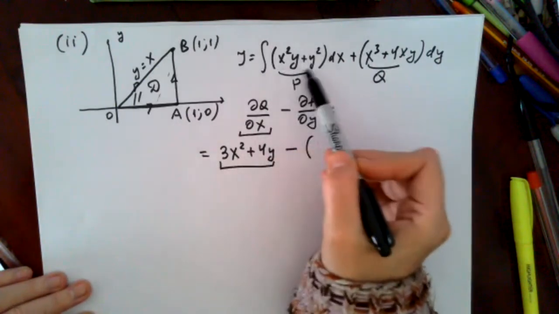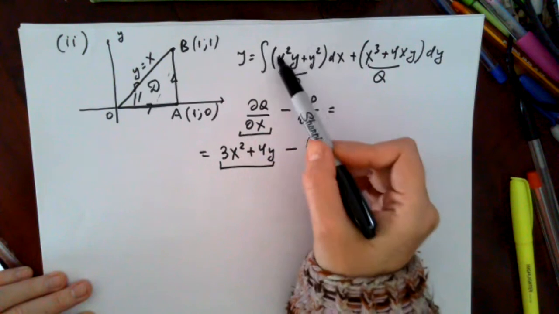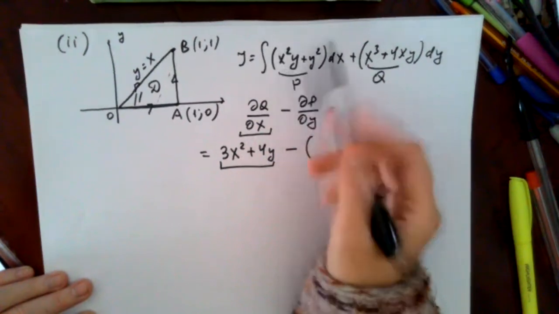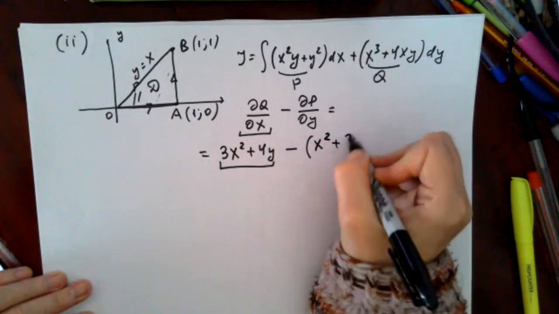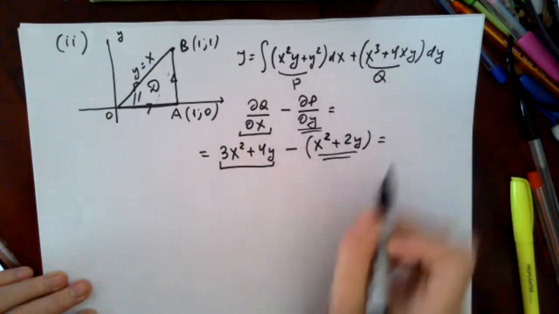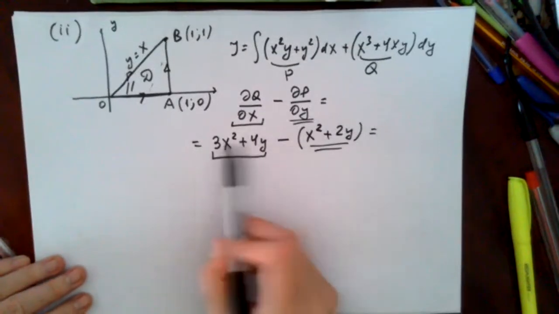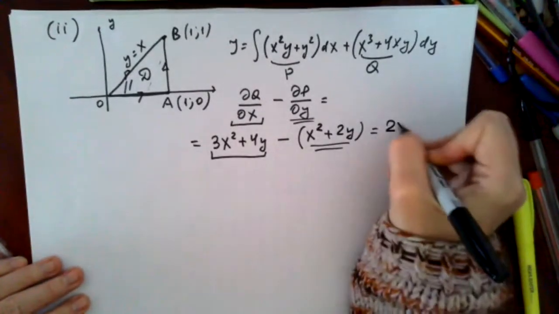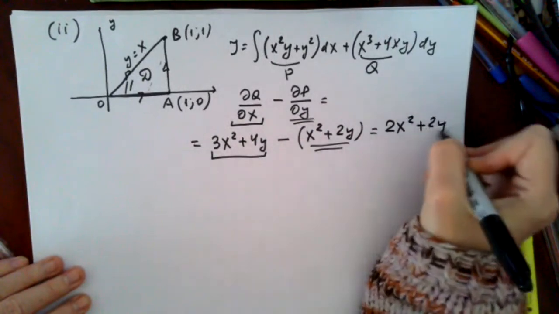Now we need to calculate the partial derivative of this function p, but with respect to y. It means that x should be treated as constant. So the first term will give us just x squared plus 2y. So this is the derivative of the second term. I think we need to simplify it a little bit. 3x squared minus x squared will give us 2x squared, and these two y's will give us plus 2y.